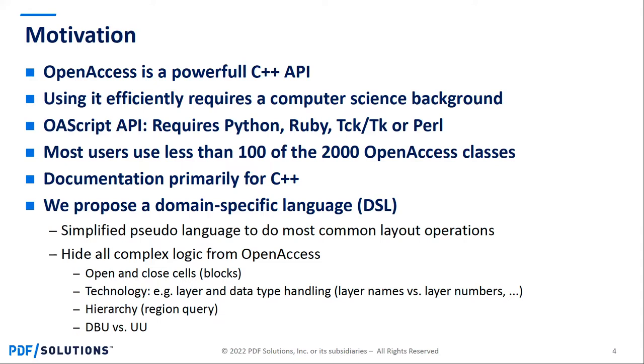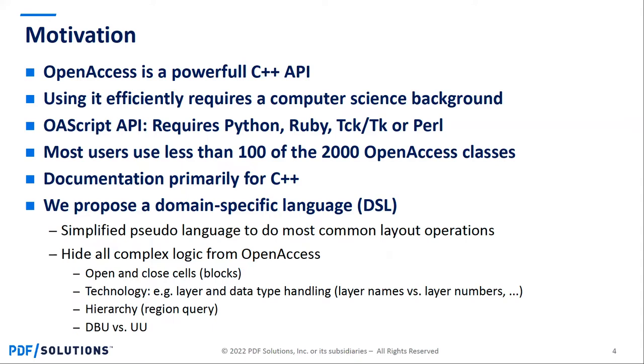But also, if you're honest, most people use maybe 100 of the 2000 classes in OpenAccess. And then it's really hard, because the documentation you find is primarily written for C++. So translating this to Ruby or any other scripting language is sometimes hard, because it also sometimes behaves slightly differently. And then you have to really dive into these classes to understand what's going on.